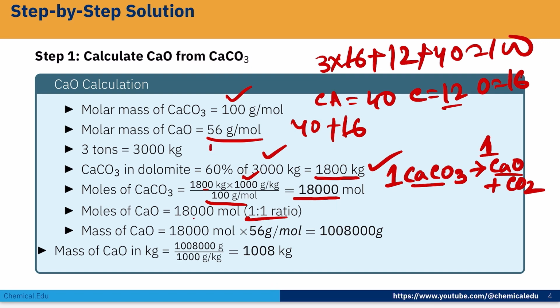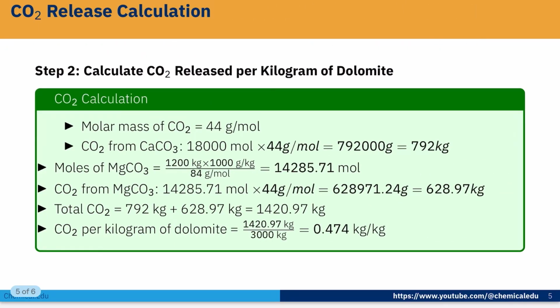Now the molecular mass we know. So the mass of calcium oxide will be 1800 into 56 gram per mole. So that is 1,008,000 gram. Now to convert gram to kg we have to divide by 1000. So the mass of calcium oxide in kg is 1008 kg. So next, calculate the carbon dioxide released per kilogram of dolomite. So the molar mass of carbon dioxide is 44, because carbon is 12 and oxygen is 16 into 2.